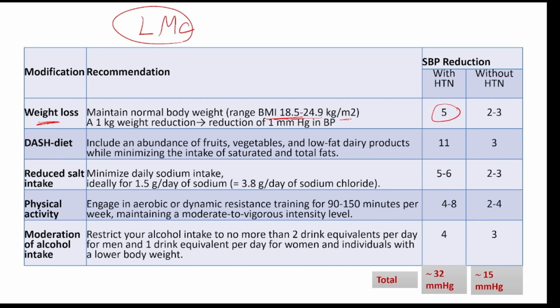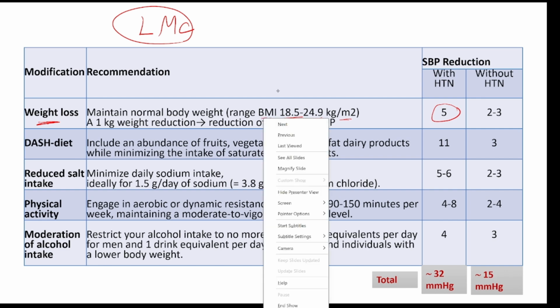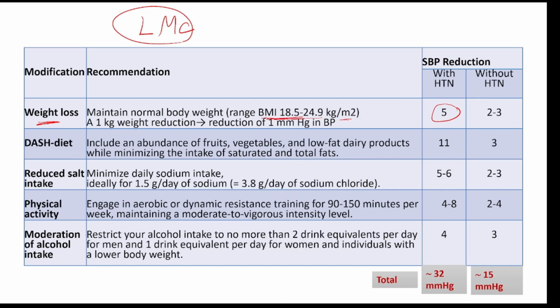Okay, so if the patient decreases weight or loses weight, and body mass index becomes between 18.5 and 24.9 kilogram per square meter, the patient will lose 5 points on the systolic blood pressure. Okay, moving to the DASH diet, which means a lot of fruits, vegetables, and low fat dairy products. Limit intake of saturated fat. This will decrease the blood pressure by 11 points.